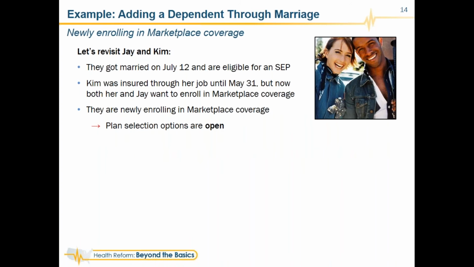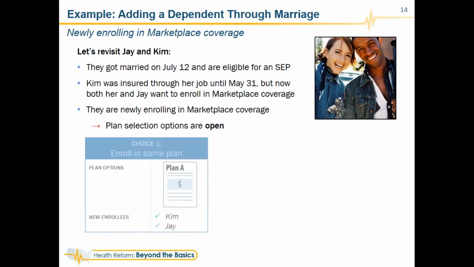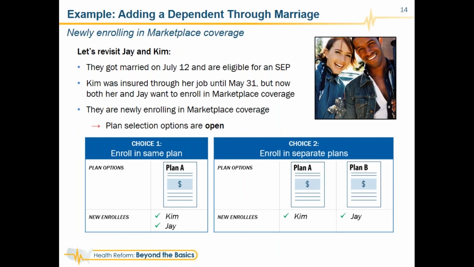So how would this work in practice? Let's go back to our example with Jay and Kim. They got married on July 12th and they are eligible for an SEP. Kim was insured through her job until the end of May, and Jay was uninsured. Neither is currently enrolled in marketplace coverage, and they would like to enroll in a plan. So what are their options? They're newly enrolling in marketplace coverage, so their plan selection options are open. They can enroll in a plan together at any metal level, or they can enroll in separate plans at any metal level.